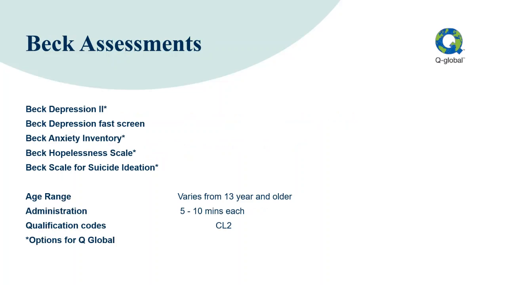Okay, so next we have the Beck range of assessments. So the Beck range is mainly for people aged 17 and above. However, the depression inventory can be used from 13 years, and I'll go through each one of these that you can see on your screen now.